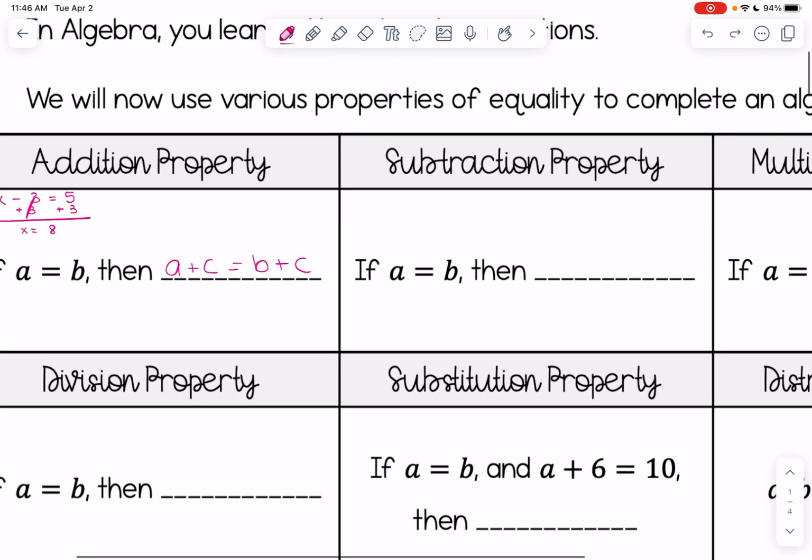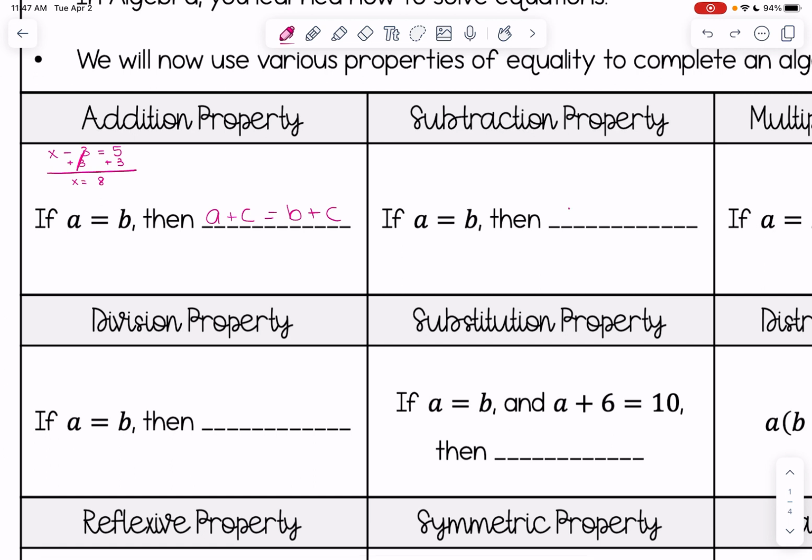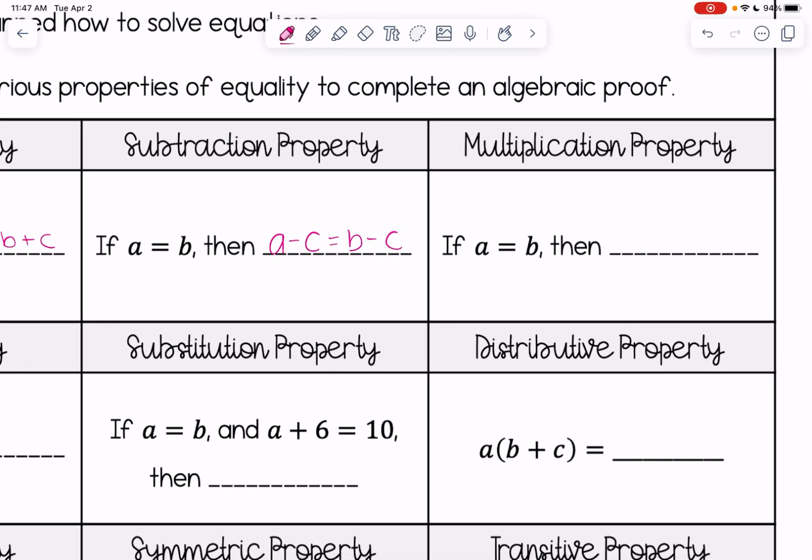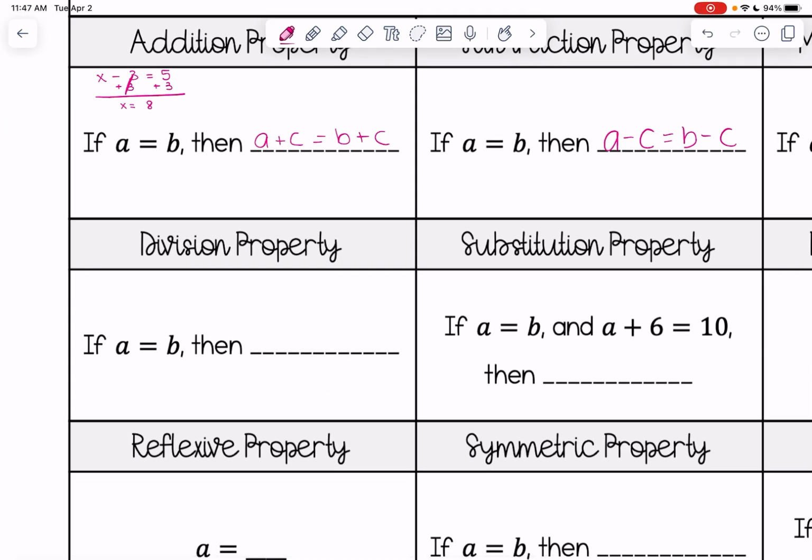All right, similarly, the subtraction property: if A equals B, then A minus C is equal to B minus C. I bet we could guess the next couple. The multiplication property says if A equals B, then A times C is equal to B times C. Division property: if A equals B, then A divided by C is equal to B divided by C.